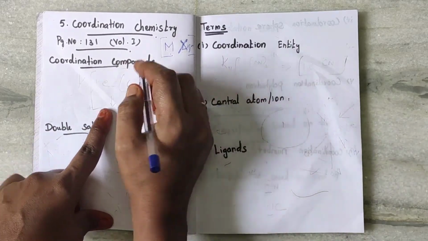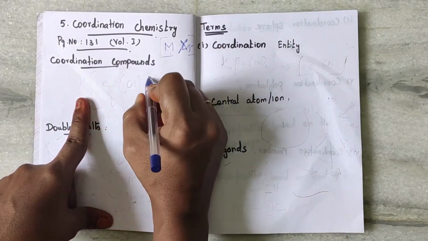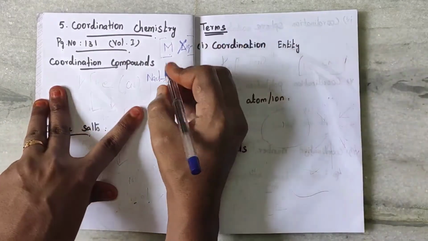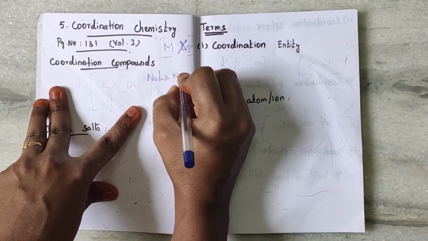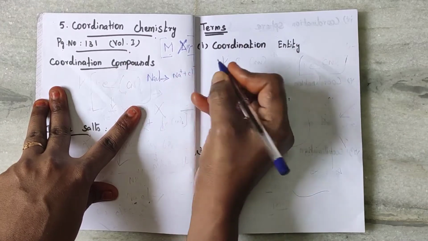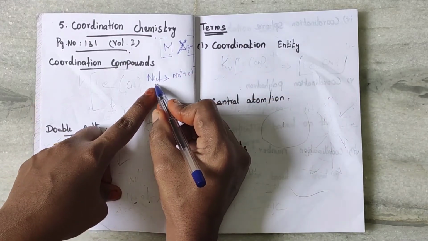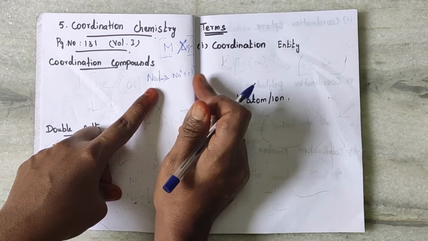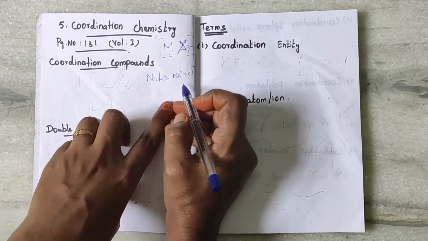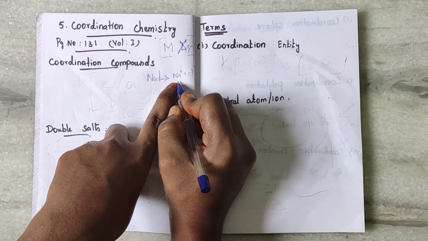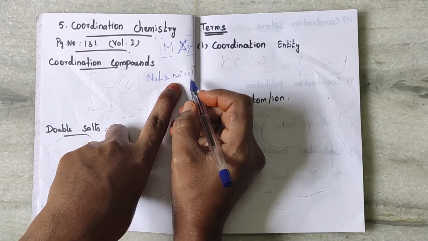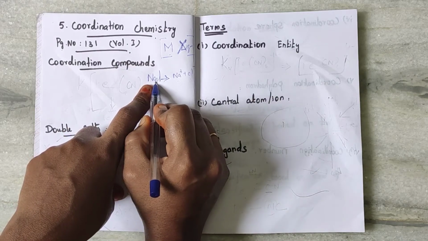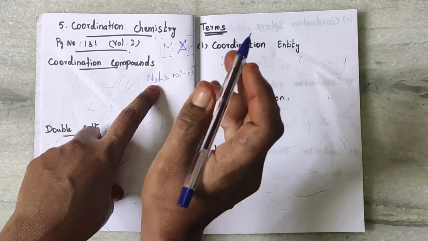What is an ionic bond? Example, sodium chloride. It dissociates into Na plus and Cl minus ions. So it gives sodium cations and chloride anions. So the cation and anion attached together, that is called an ionic bond.